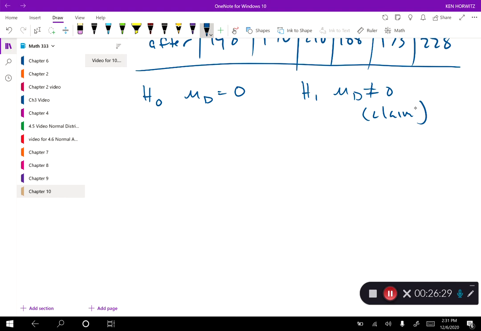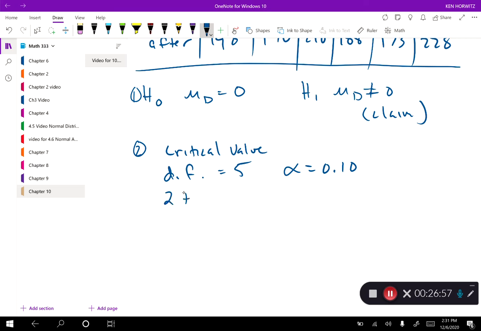All right, so now we need to find our critical value. So that's step 1. Let's go to step 2. Our critical value, our degrees of freedom, we have 6 subjects. So our degrees of freedom equals 5. Alpha equals 0.10. And it's a two-tailed test. All right, so take a moment to find our critical value. Let's see if yours matches mine.